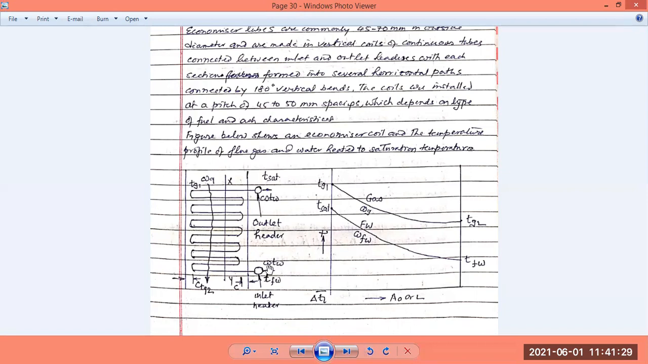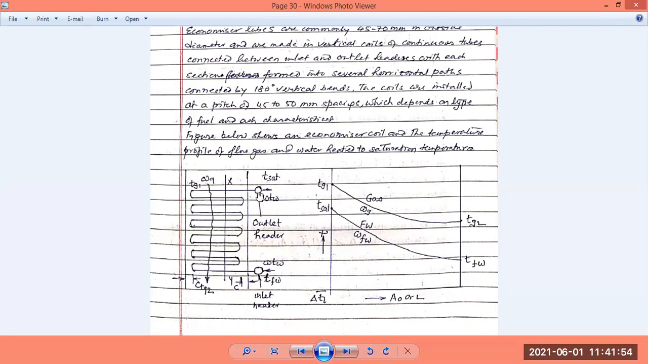This is an economizer coil itself, which has an inlet header through which the water goes in, gets heated from the furnace itself, and goes out through the outlet. This is the outlet header, this is the inlet header.